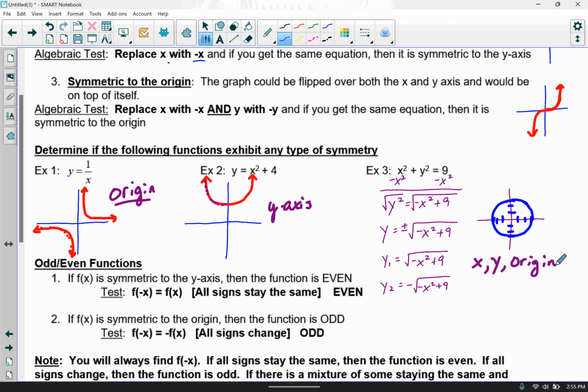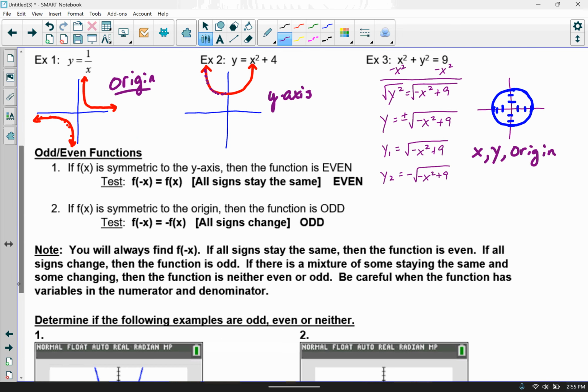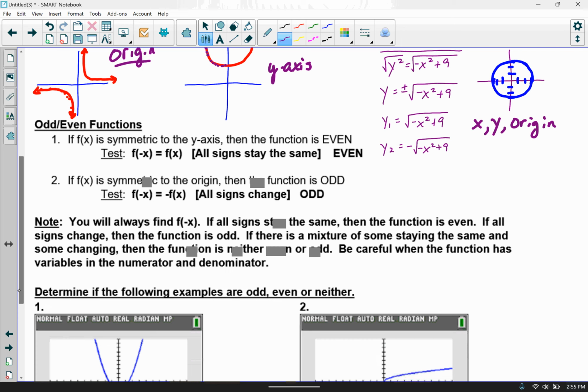Okay? All right, so let's move on into closing up this set of notes here with our odd and even functions. There are tests here with these, and we will need to utilize these tests if you aren't given a graph. All right, so if you're symmetric to the y-axis, your function is known to be even. And I will say this: odd and even functions pop up quite a bit in trig and from time to time in calculus, for those of you moving on.